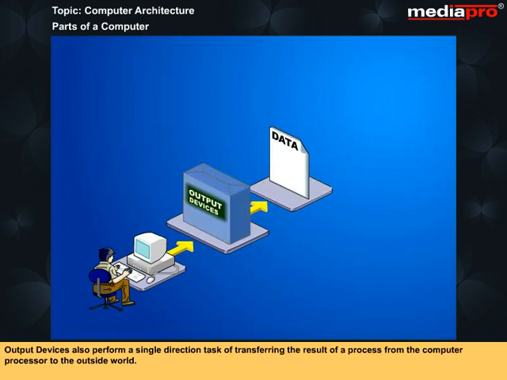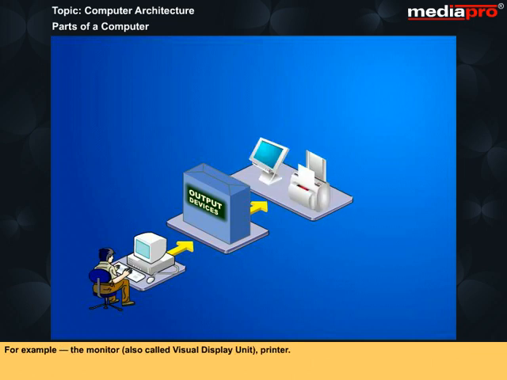Output devices also perform a single direction task of transferring the result of a process from the computer processor to the outside world. For example, the monitor, also called a visual display unit, and the printer.